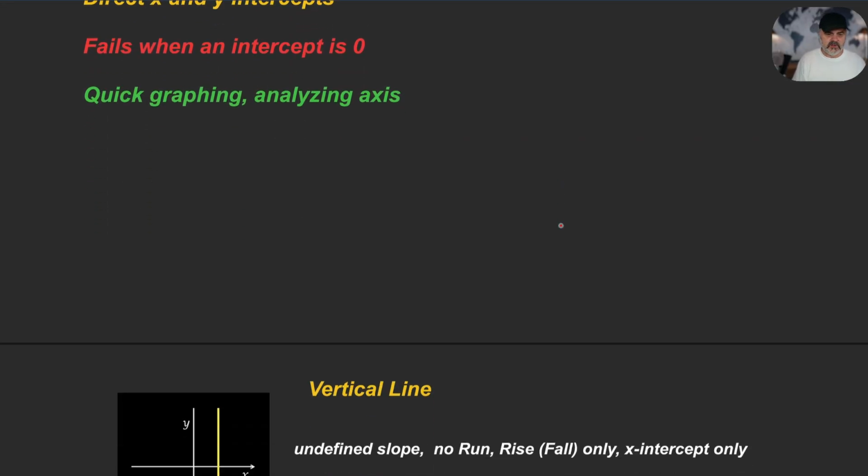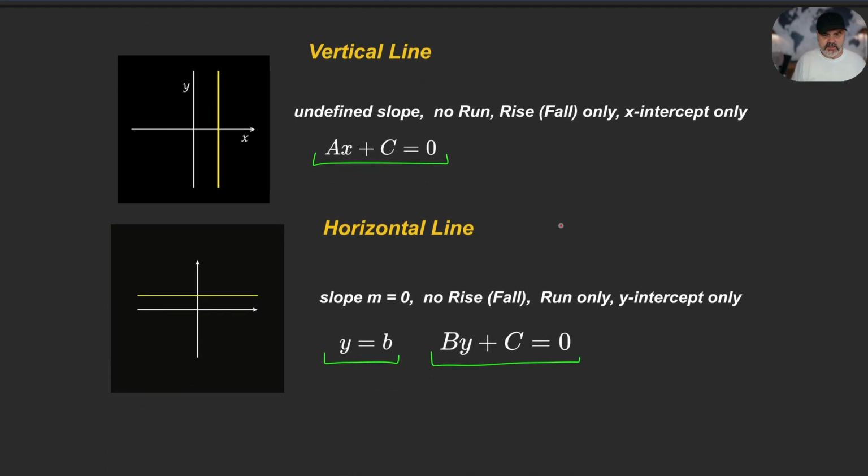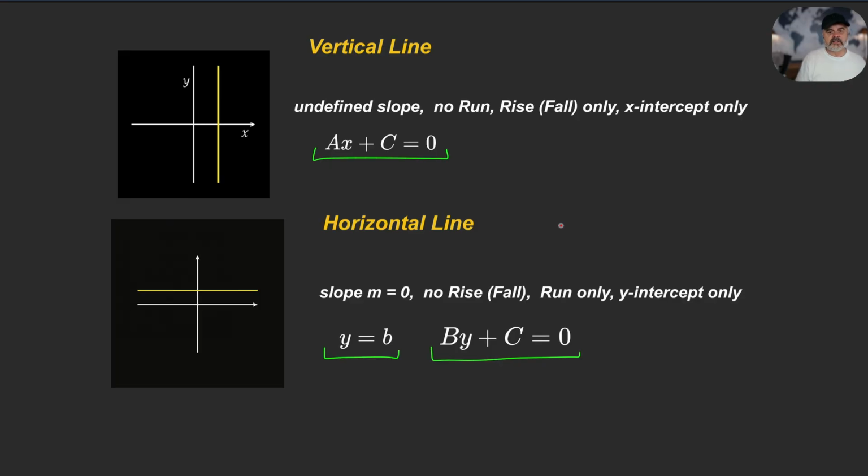Okay, so let's review the vertical line concept and the horizontal line. A vertical line is not a function. It's an equation that defines a line that runs vertically, so it's parallel to the y-axis. So what happens here, x is fixed. Any point on this line has the same x coordinate, but y coordinates can be any real number.